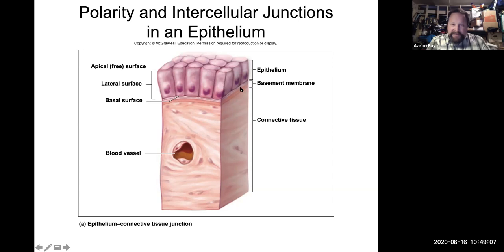Right? So this basement membrane is partially made by the epithelium and partially made by the connective tissue. I'll have another picture of that in a second. So apical surface, basal surface, basement membrane. The sides, these are called lateral surfaces of these cells. Now, one thing I want to point out is sometimes this gets complicated because this is epithelial tissue.